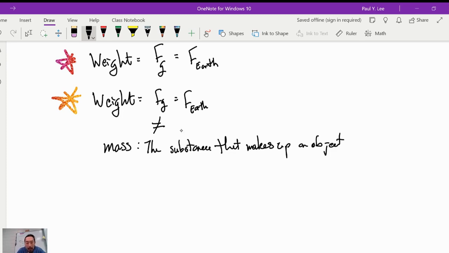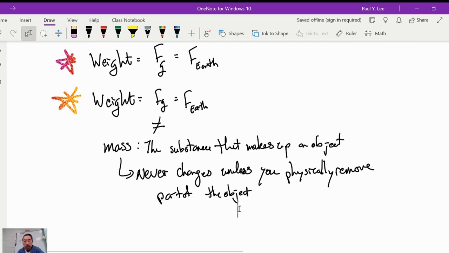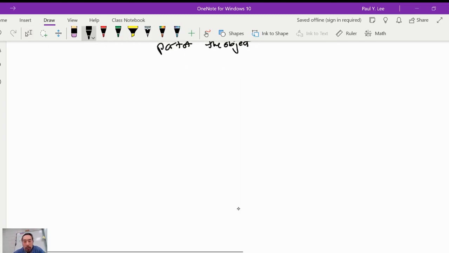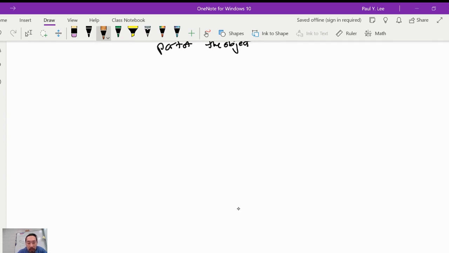The important thing is that mass never changes unless you physically remove part of the object. So what this means for us, let's say you go to the carnival or the state fair, and you get one of those giant teddy bears. This looks like a teddy bear, right? That's a teddy bear color. Yeah, there we go. All right, so you get one of those giant teddy bears. Let's draw a giant teddy bear there.